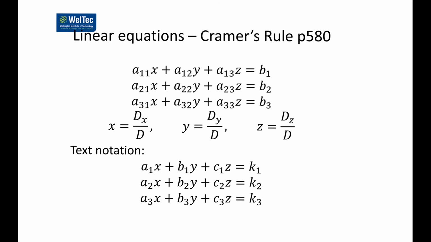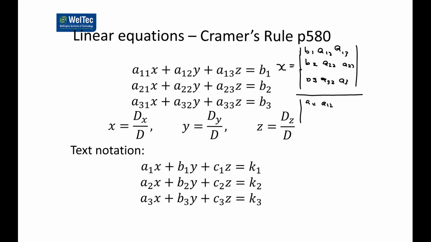Might be useful to write in here that X is equal to the determinant of B1, A12, A13, B2, A22, A23, B3, A32, A33, over the determinant of A11, A12, A13, A21, A22, A23, A31, A32, A33, and so on. That's using that method there.